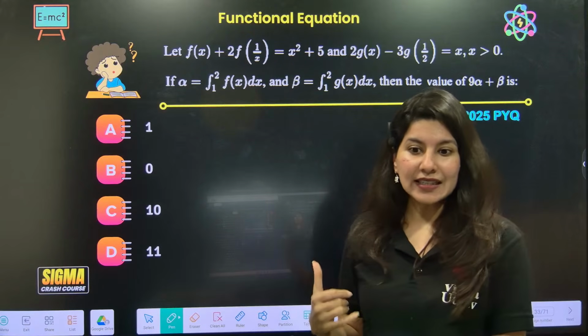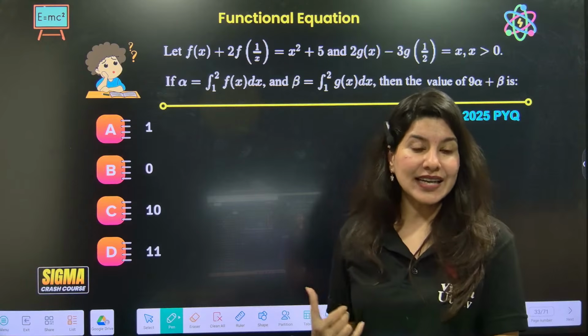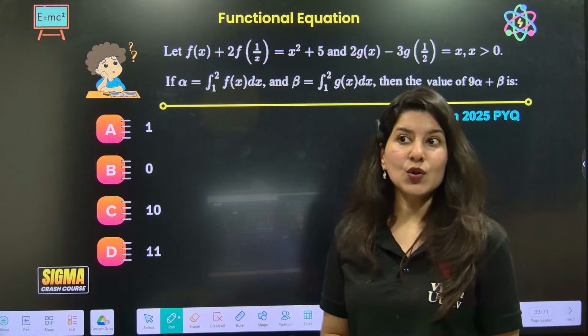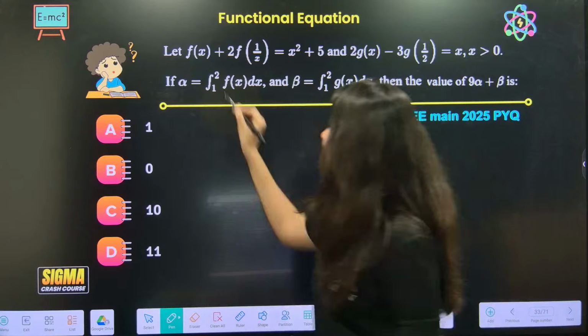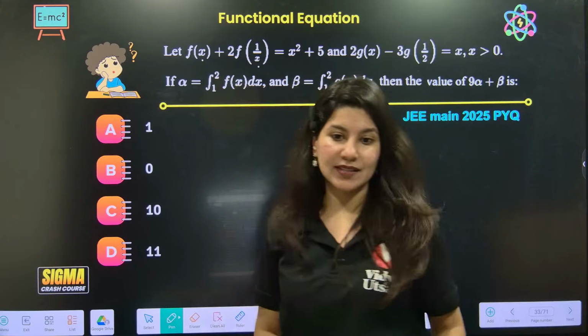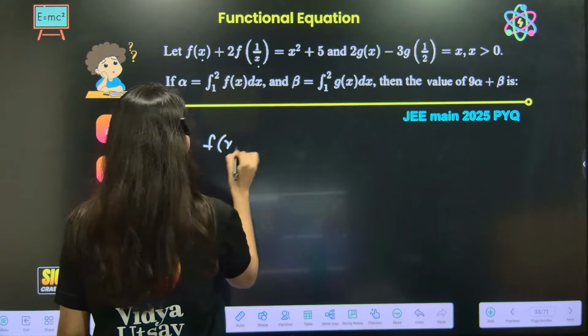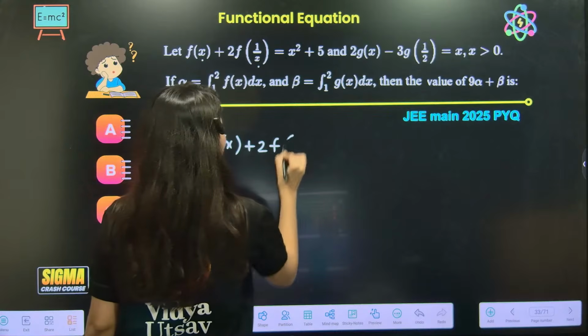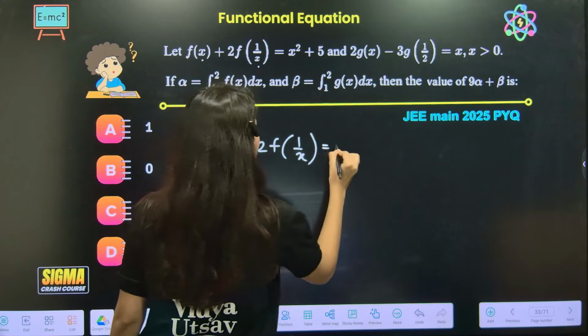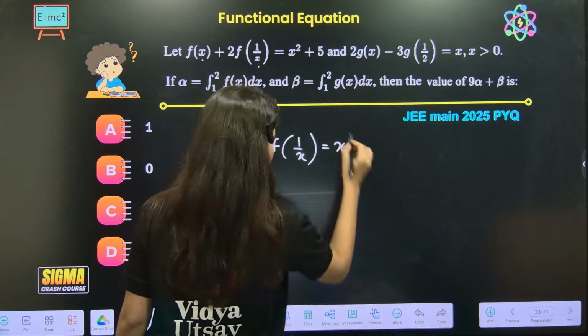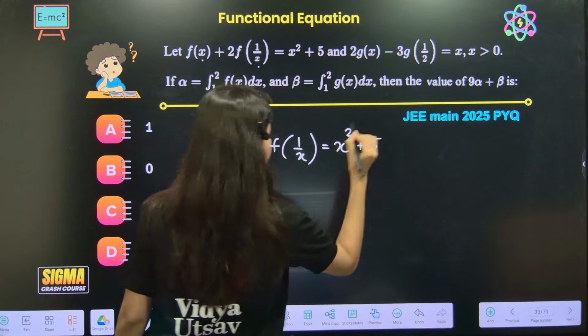The second category, this is category number 2, where they will give you an equation involving f(x) and f(1/x). Can you see, this is the equation, category number 2: f(x) + 2 f(1/x) is nothing but x squared plus 5.